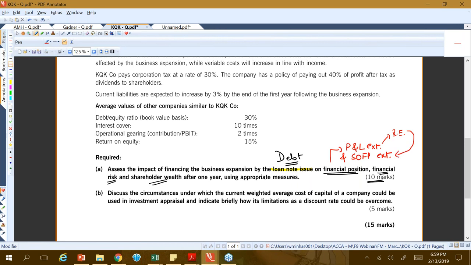The financial risk part is where the examining team is asking me to do a bit of gearing percentage and interest cover. And shareholders' wealth will be something to do with the share price or dividends. So I will have to construct a bit of P&L extract, take the numbers into the SOFP extract, and then do a bit of gearing percentage, interest cover, and then something on the dividends as well. So that is all for 10 marks. Let's read this question and then have a try at this.